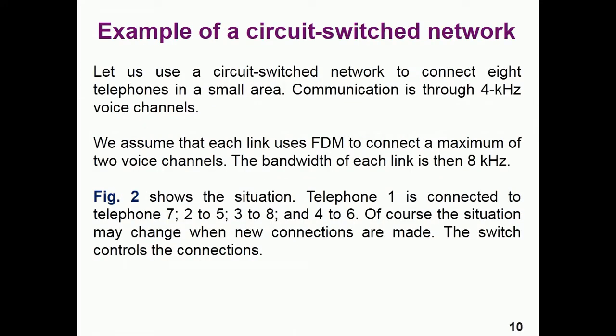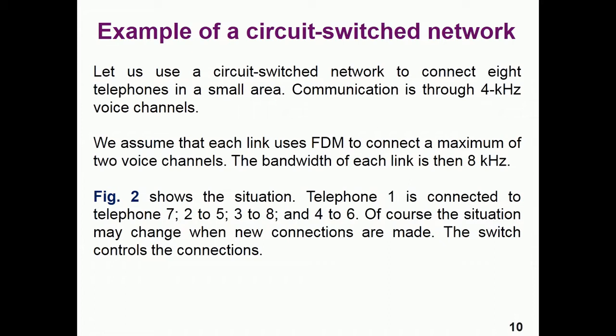Example of a circuit switched network. Let us consider a circuit switched network to connect 8 telephones in a small area, and the communication is through 4 kHz voice channels. We assume that each link uses frequency division multiplexing to connect a maximum of 2 voice channels. So the bandwidth of each link is then 8 kHz. In the next slide, there is a figure that shows the situation.